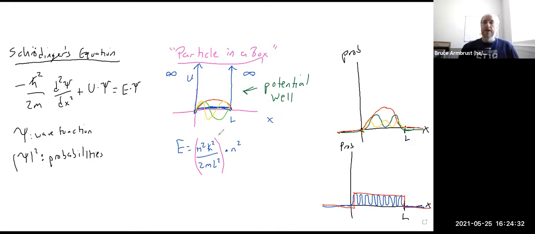Okay, so this is where we were, but if we look at it from a probability standpoint, it starts showing you where things are likely to be. All right, so here's what we're going to do. We're going to adjust this particle in a box just ever so slightly. We're still going to have a potential.